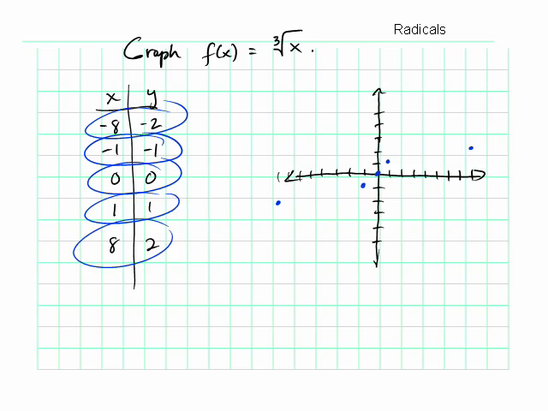Now if I connect these dots, I get a curve like that, which sort of looks like the square root function, but then we also have this part here that we did not have with the square root function, like that. And that's basically what our cube root function looks like when we graph it. Okay, moving on.